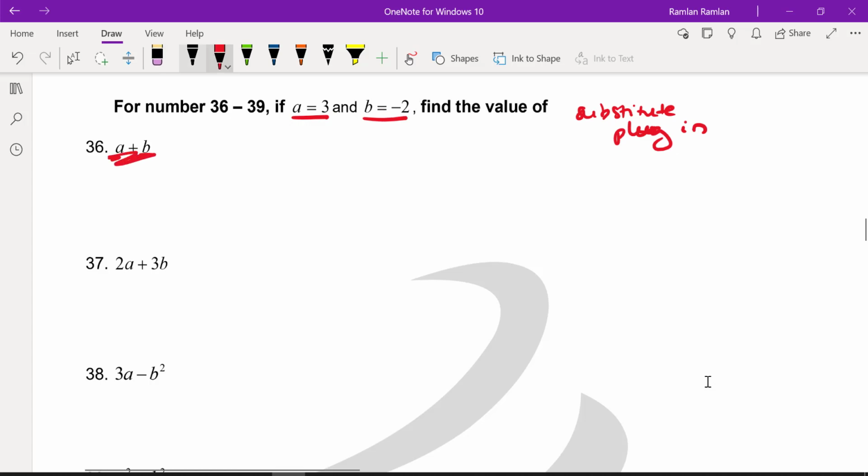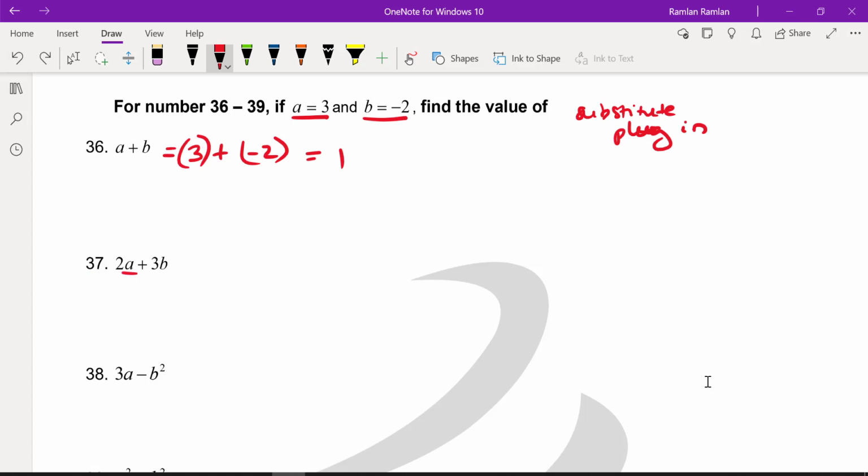For this one, you don't need to put brackets, but I suggest that you do if you're not used to this. So this is just like 3 plus negative 2. So I'm going to use brackets also with the 3 so that you know. Okay, so this one is just a very simple calculation. It's just 3 minus 2, which equals 1. Same thing with this one here, 2a plus 3b.